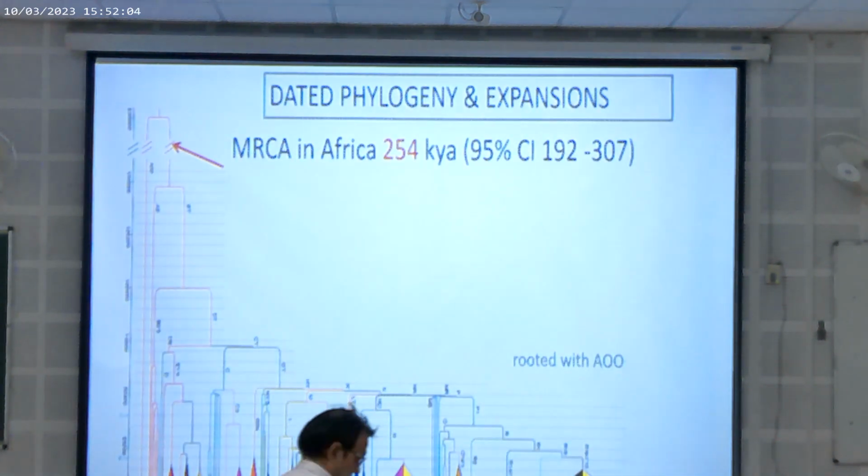And so now I'm going to very briefly introduce this tree again. So this is the global Y chromosome tree. And we were able to root the tree with the lineage named A00. So this is the oldest lineage known, and that put the most recent common ancestor of the whole Y chromosome tree at about 250,000 years ago. The confidence intervals you see are pretty wide.